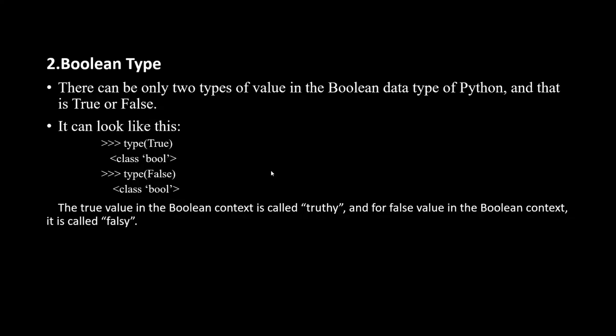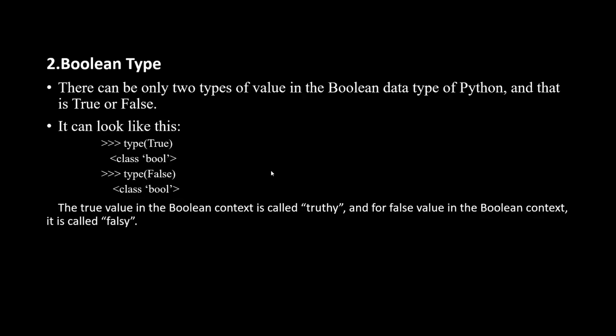And the next data type is Boolean type. There can be only two values in the Boolean data type in Python, that are true or false. Boolean means true or false. It contains only two values, true or false. Type true means Boolean, type false.